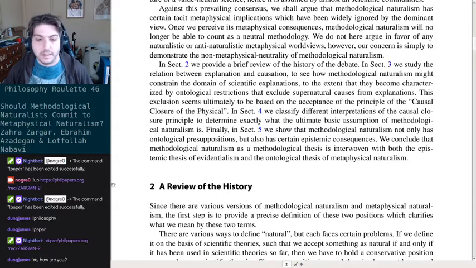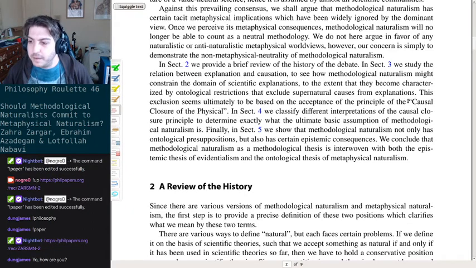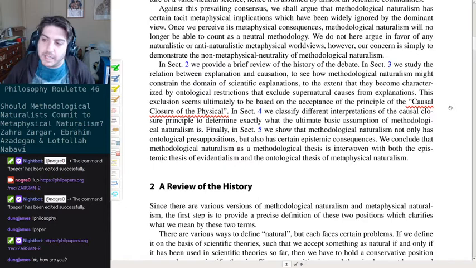Oh, I actually have a beef with the causal closure of the physical. In my humble opinion, it is completely dogmatic. Everyone argues for this in a very dogmatic way, so maybe this paper will be after my own heart.